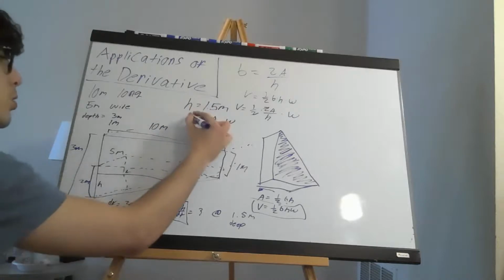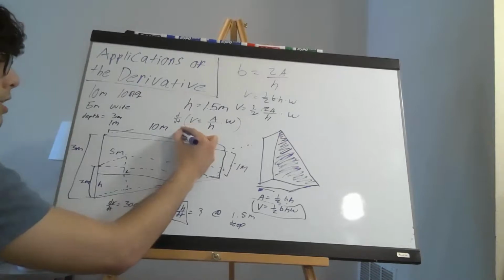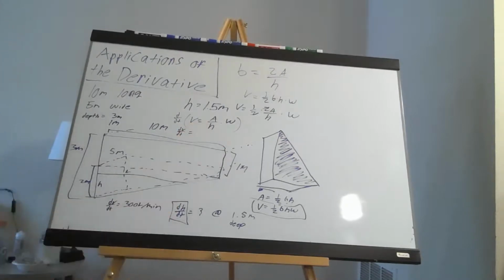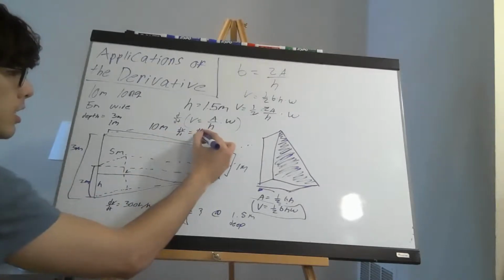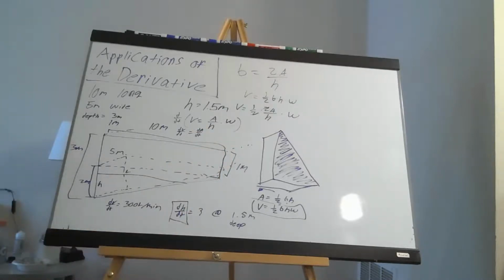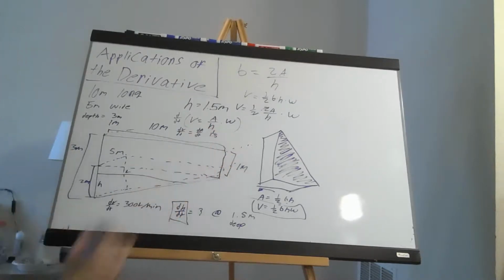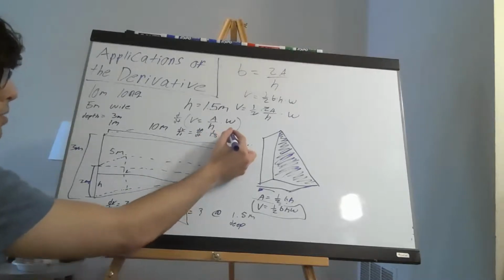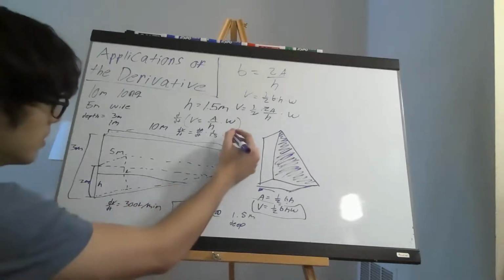So if we differentiate this whole thing, d/dt, then we get dV/dt is equal to dA/dt, and h is a constant, 1 over h. So times 1 over 1.5, and then times w, or times dw/dt.